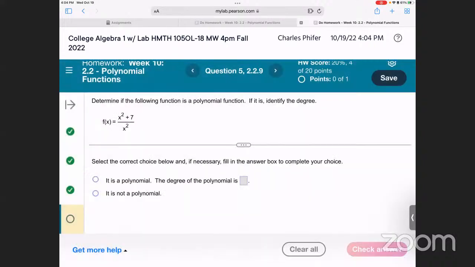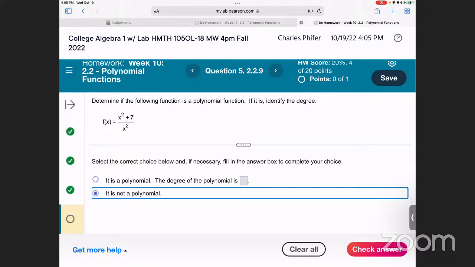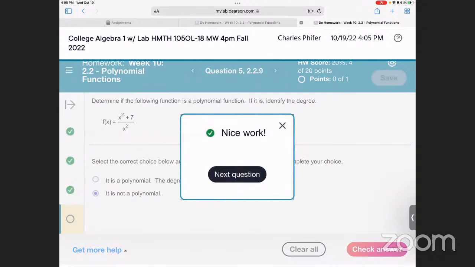Okay, if we were to rewrite this by distributing that denominator into the numerator, the first term would turn into a 1, and then we would have plus 7x to the -2. The powers on our variables have to be non-negative integer exponents. So -2 is negative. So because that power is negative, it's not a polynomial.